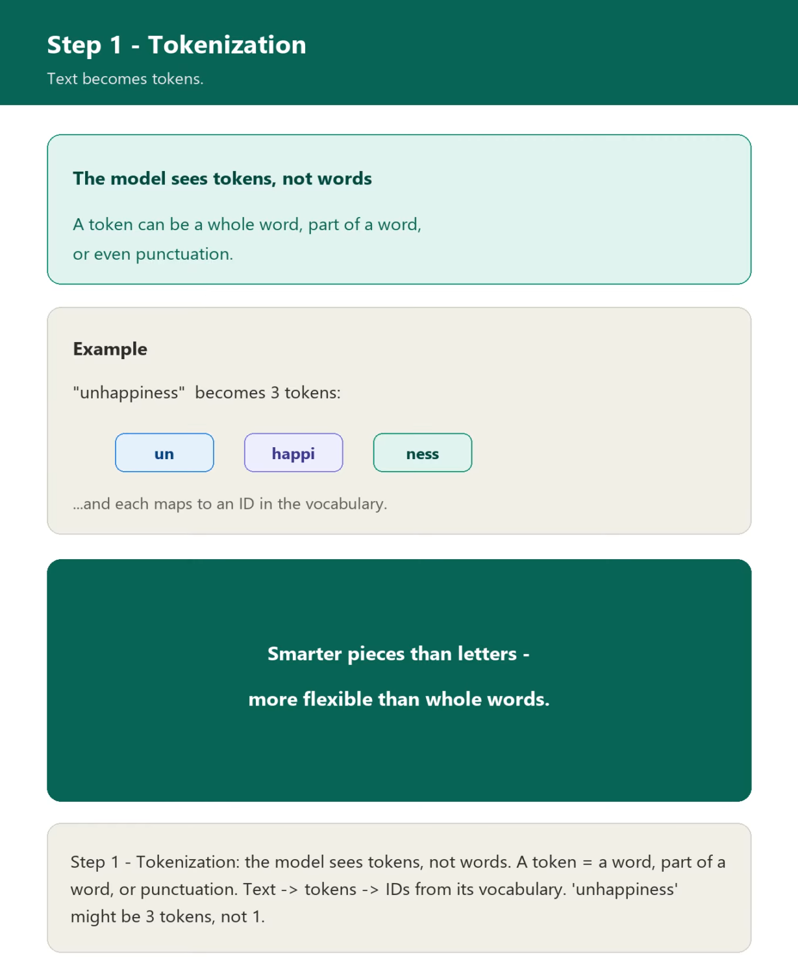Step 1. Tokenization. The model does not see words, it sees tokens, small chunks of text. A token can be a whole word, part of a word, or even punctuation. The text is split into tokens, and each token becomes a number, an ID, from the model's vocabulary. So unhappiness might become 3 tokens, not 1.